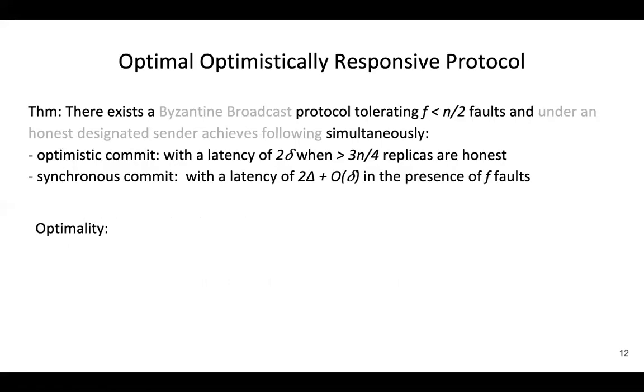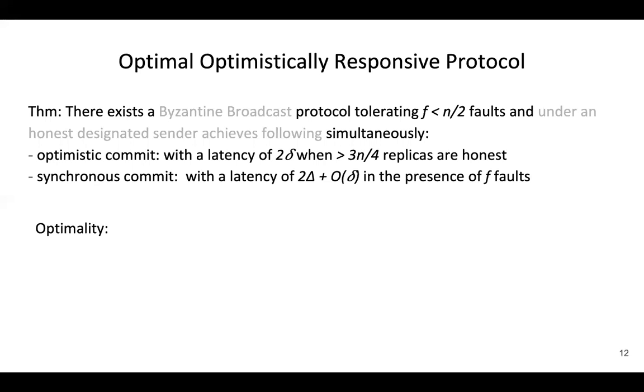Now that we have seen the optimal latency of an optimistically responsive protocol, let us look at an upper bound result that achieves this optimal latency. So our upper bound result says that there exists a consensus protocol that tolerates a minority corruption and also supports two commit paths, where the optimistic commit commits with a latency of just 2 small deltas and tolerates 24% of the failures, or requires 76% of the replicas to be honest. And this exists in conjunction with a synchronous commit with a latency of 2 big deltas plus order small delta and tolerates a minority corruption.